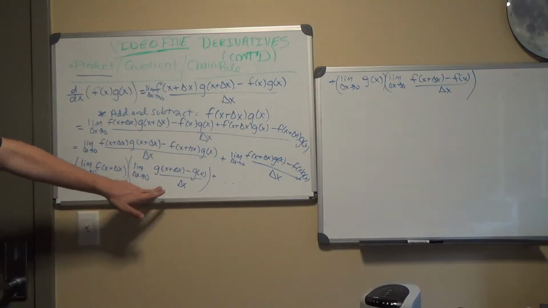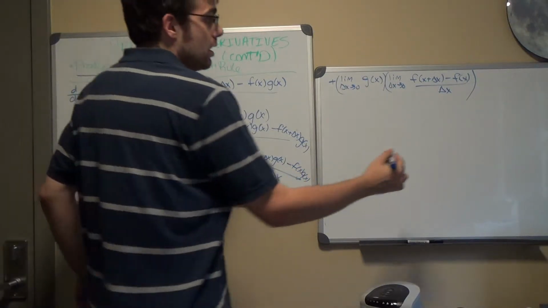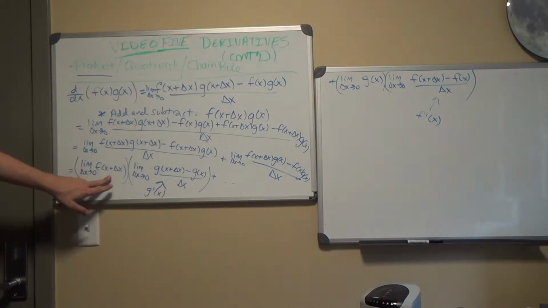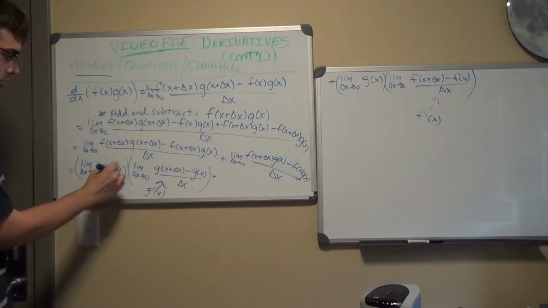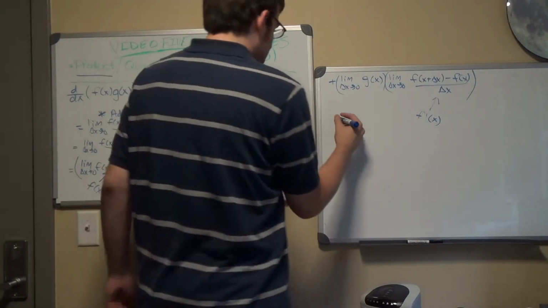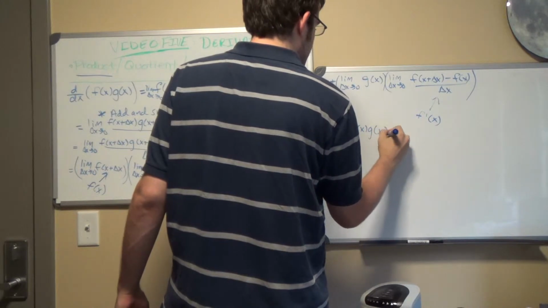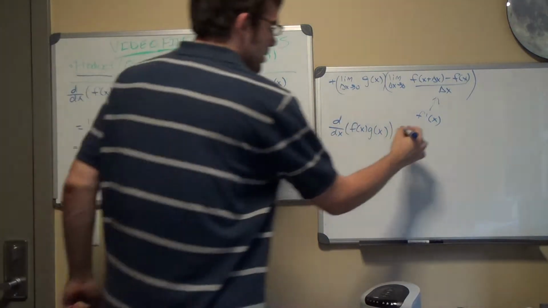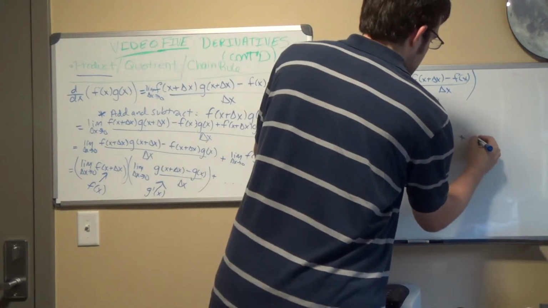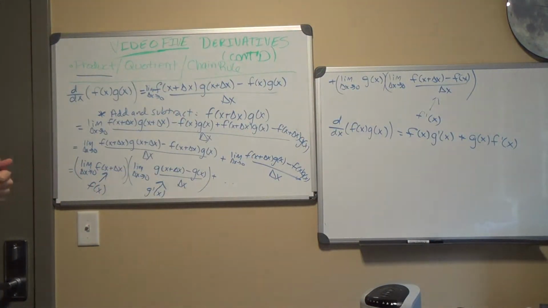If you look closely at these terms, this is just g prime of x, and this is just f prime of x. And here, because delta x is approaching 0, we can just say that this is f of x. So, as a result, d dx of f of x g of x equals f of x g prime of x plus g of x f prime of x. And that's our product rule.